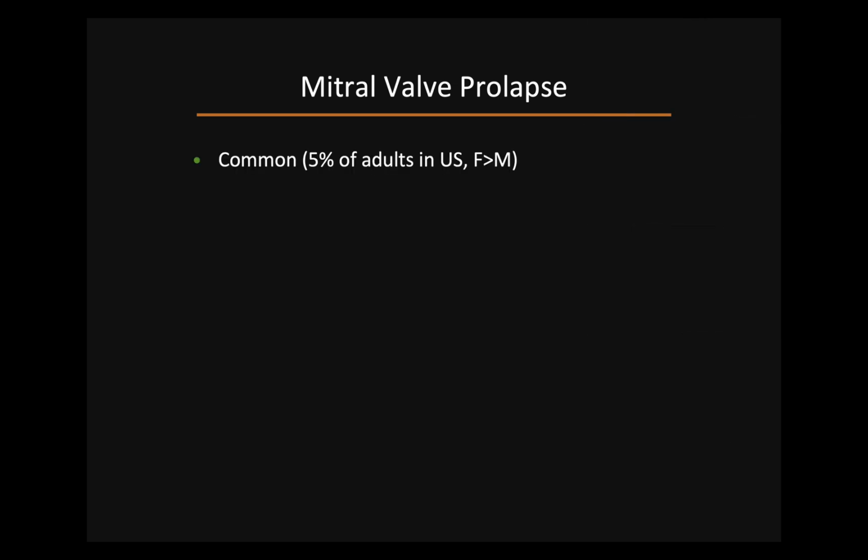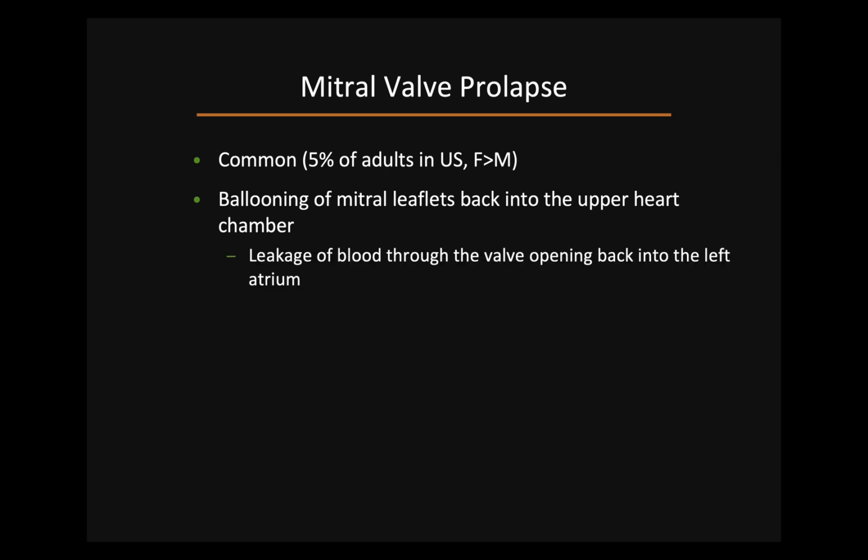Mitral valve prolapse is fairly common. About 5% of adults have this in the United States, and it's found more often in females than in males. And this is that same kind of prolapse that we talked about in the left ventricle area. The mitral valve leaflets are ballooning back up into the left atrium, and you have leakage of blood through that valve into the left atrium, which of course we call regurgitation.